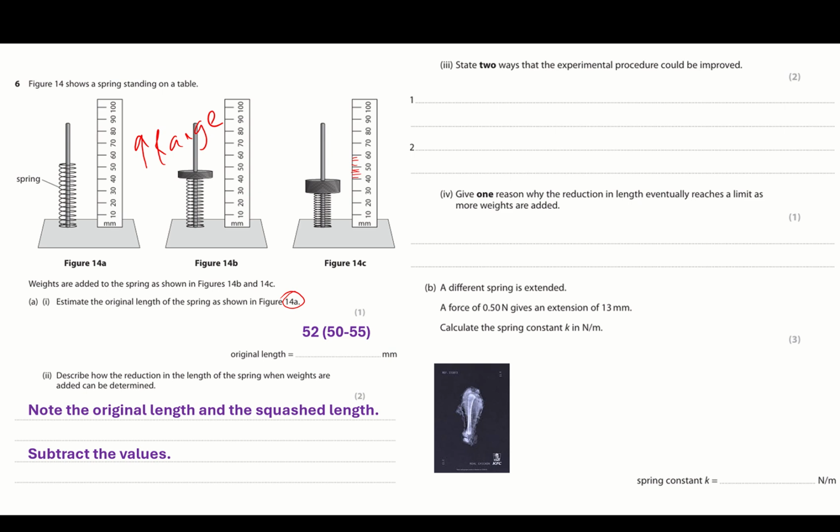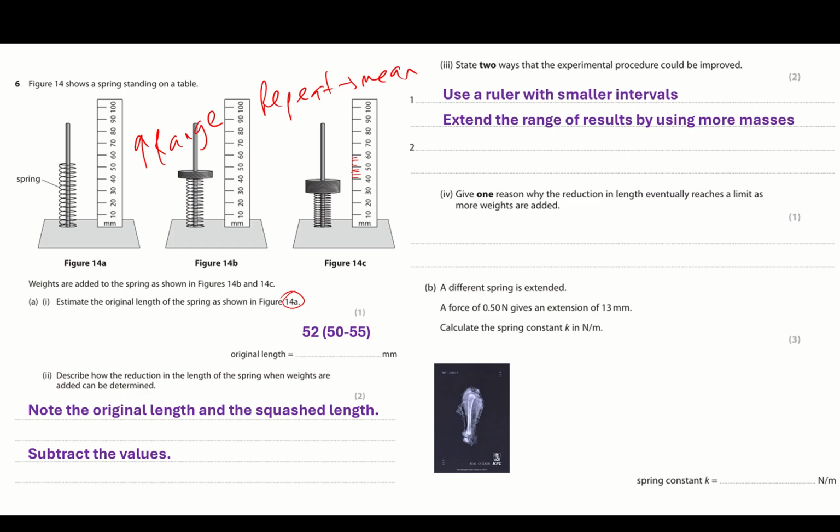Increase the range of results, we've only got 2. And the other one that always comes up is repeat and calculate a mean. That always comes up. So any 2 of these. Use a ruler with smaller intervals. Extend the range of results by using more masses rather than just the 2 results we got there. One of the things we could do is sellotape a little pointer, and then that could help us read off the scale. Glue a little stick on. Or repeat the results and calculate a mean.